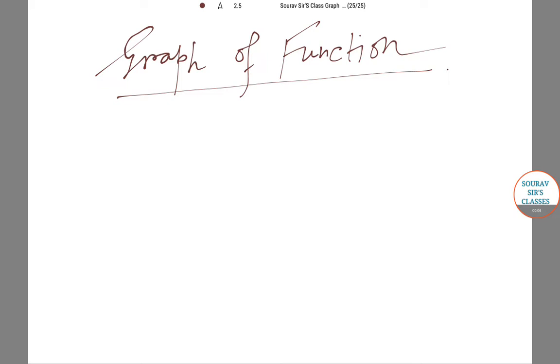Today I am going to solve some problems on graph of function. Today I have to draw the graph of y equal to x squared minus 1. Now, draw the graph y equal to x squared minus 1.